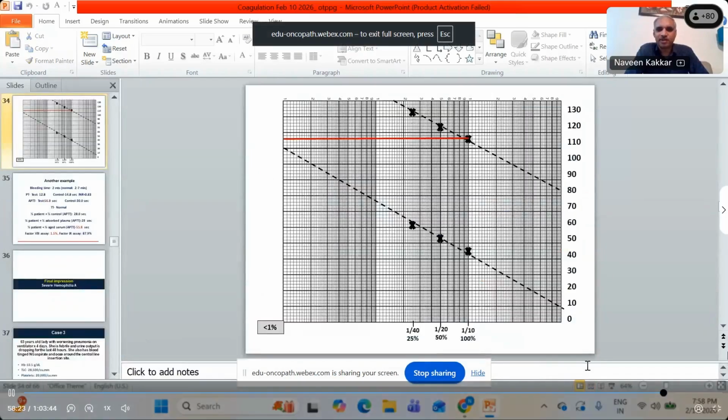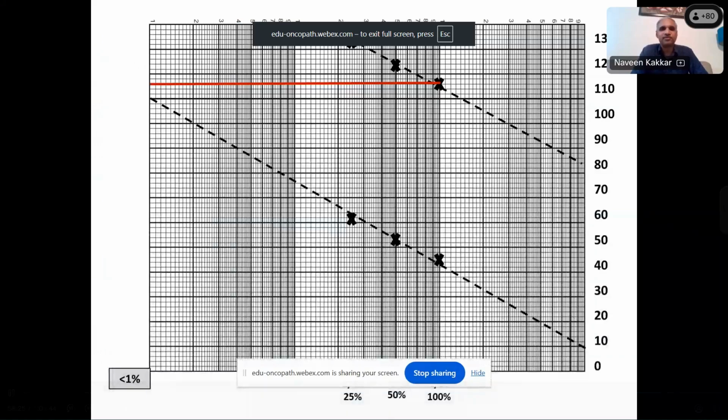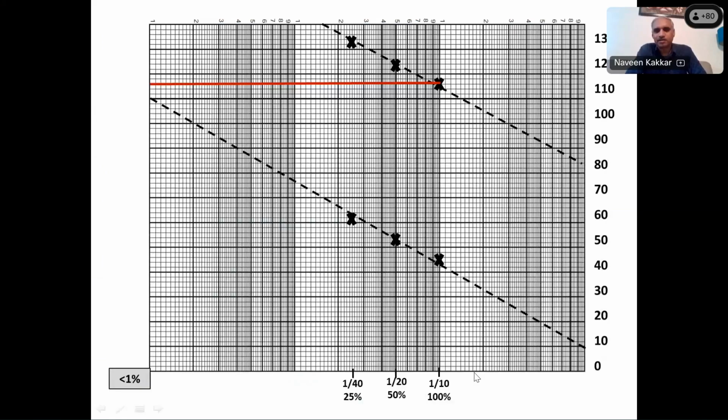I said this was not the premise, but still, if you're interested, I'll let you know. So this is a semi-log paper for factor assays. Nowadays, you use a lot of automation, so a lot of people do not depend on these, but it's good to learn this. This helps a lot.